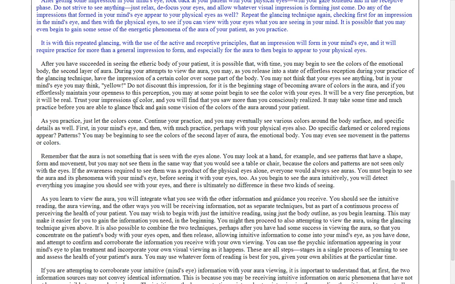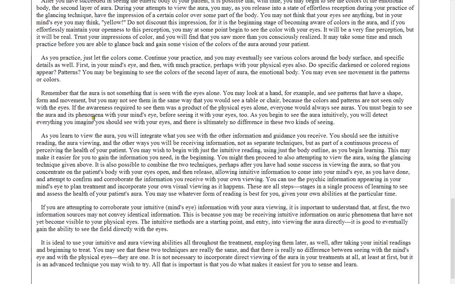And if you effortlessly maintain your openness to this perception, you may at some point begin to see the color with your eyes. It will be a very fine perception, but it will be real. Trust your impressions of color, and you will find that you saw more than you consciously realized. It may take some time and much practice before you are able to glance back and gain some vision of the colors of the aura around your patient. As you practice, just let the colors come.